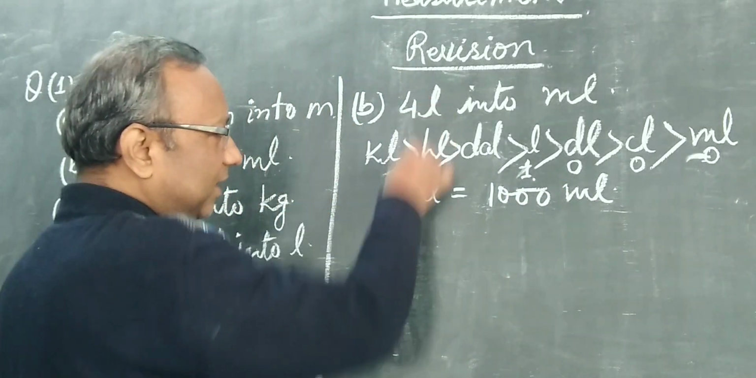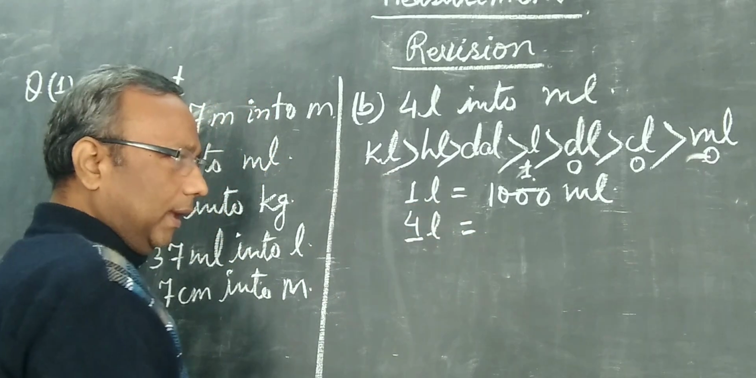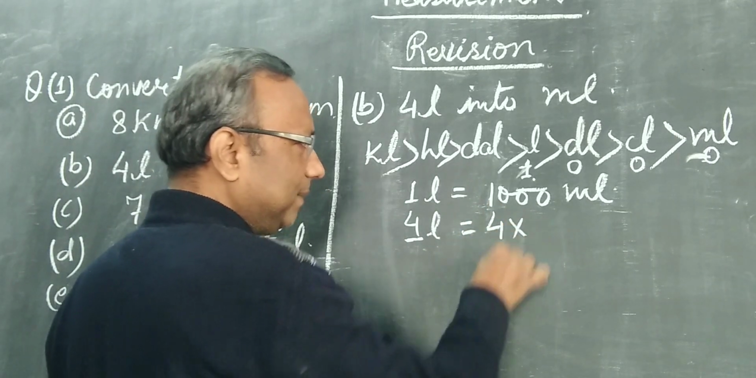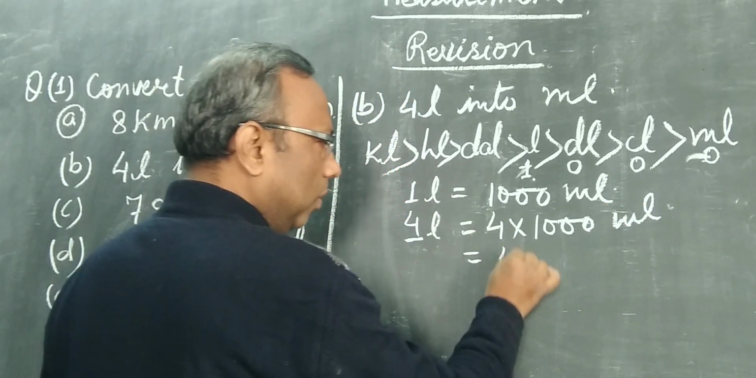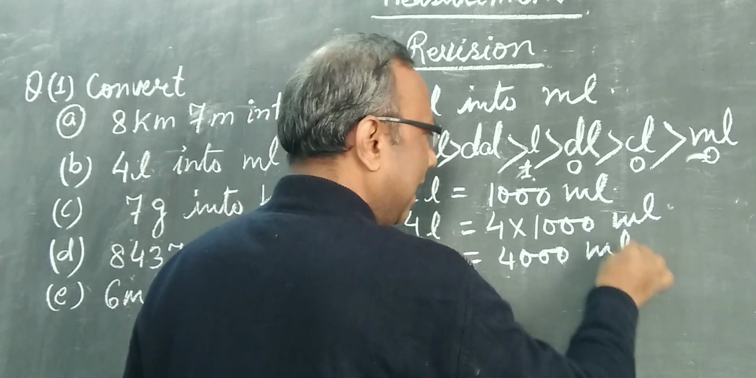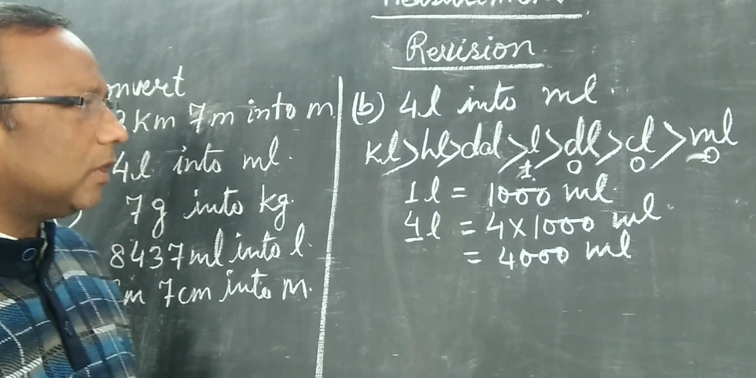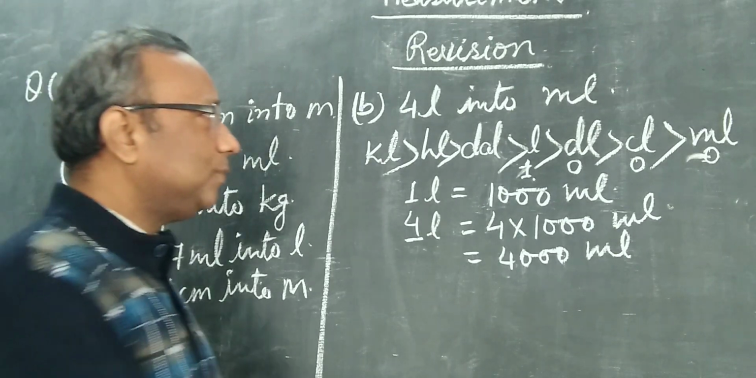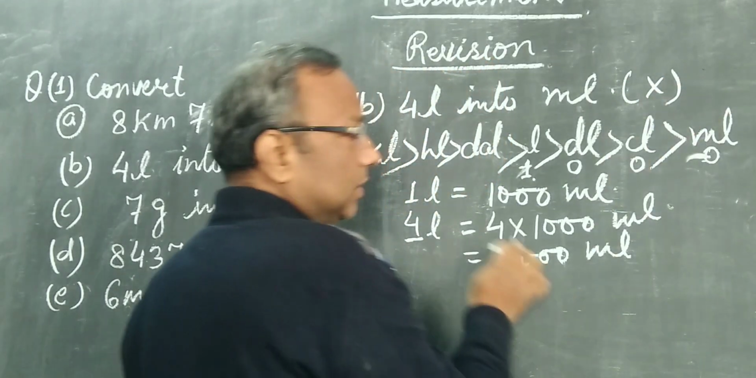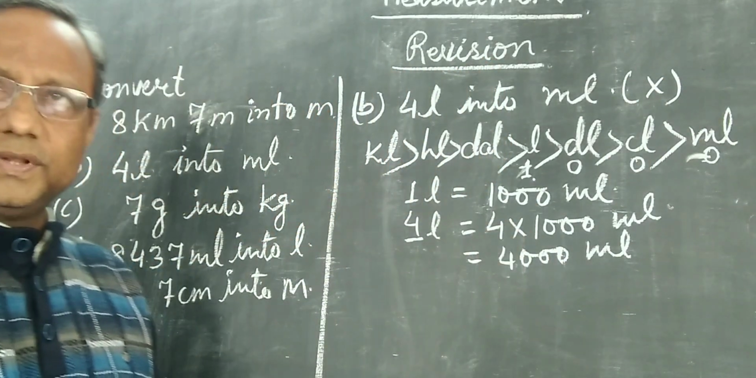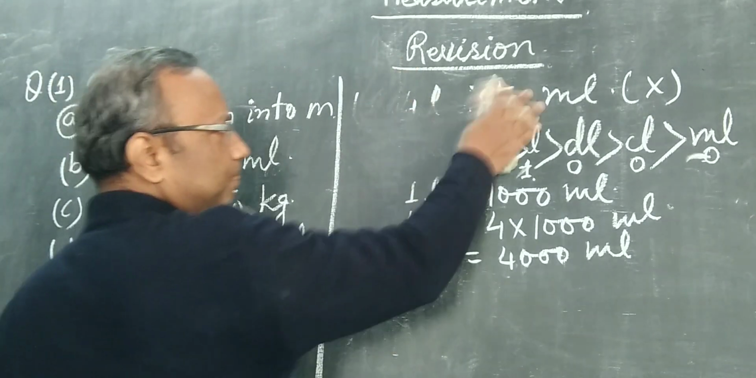Now bring the 4 liter here. So only the number 4 will be taken and write this side 4 multiplied by 1000 milliliter. So 4000 milliliter will be the answer. It's very simple to convert into a smaller unit. Whenever we have to convert the greater unit into the smaller unit, there will be multiplication. So I have multiplied by 1000 here. Now take the next example. The next example is different.